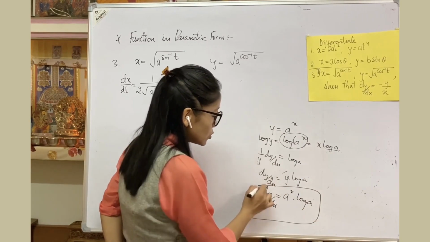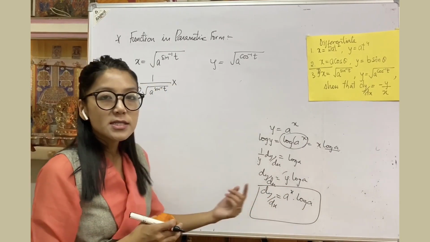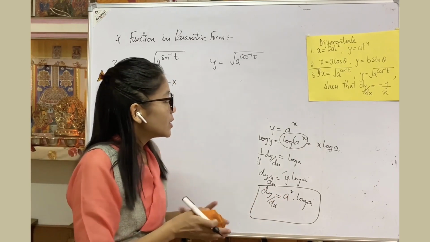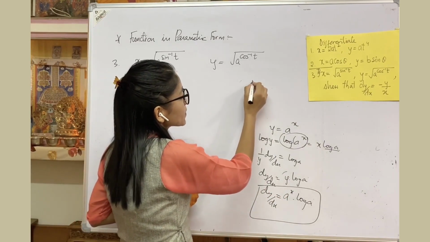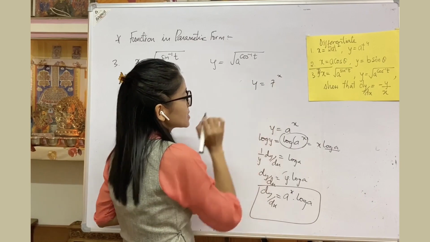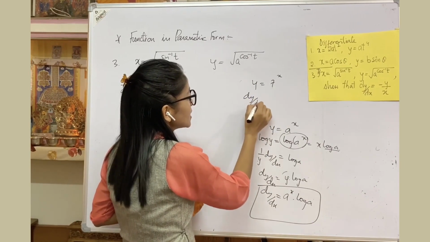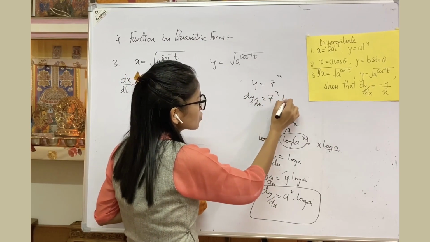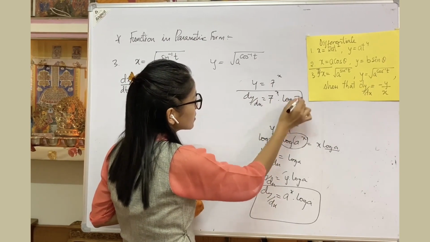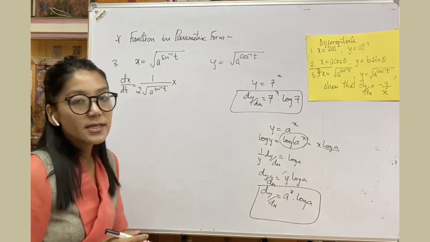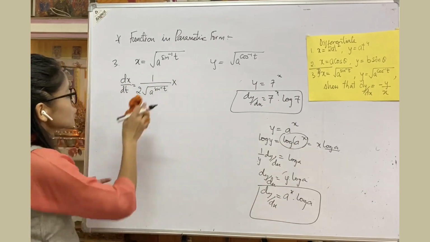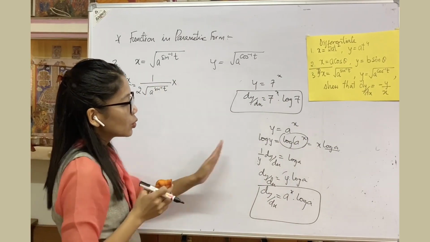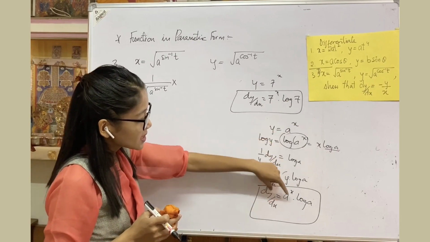So you can note this as your formula, okay, because in some questions we need this. So for example, if you have to differentiate 7 raised to x, then directly you can write dy by dx is equals to 7 raised to x into log 7. So this you can consider as a formula. Okay, so now let's come to this. Hope this is clear to you. Just note down this as your formula.